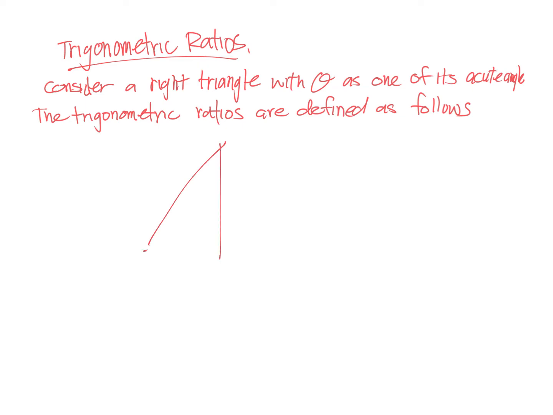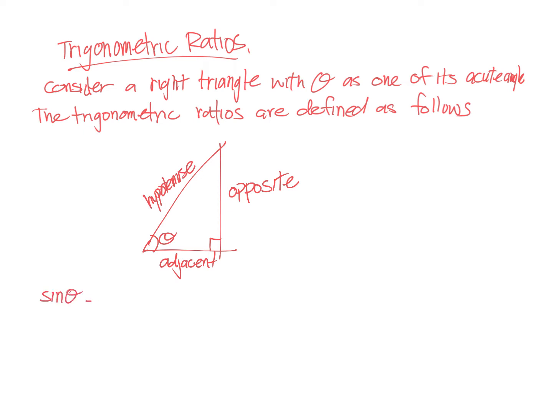So we have a right triangle, and the base angle is theta. The side on the bottom, we'll call the adjacent. We have the hypotenuse, and then the opposite side we'll call opposite. Our 6 trigonometric ratios are the following.